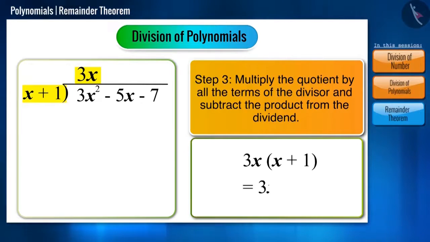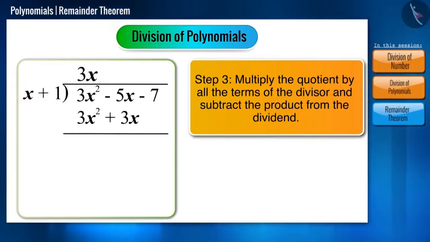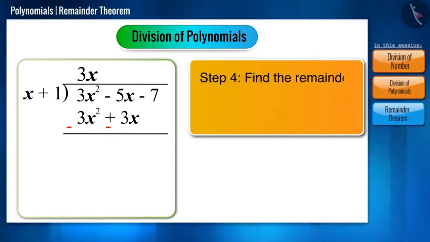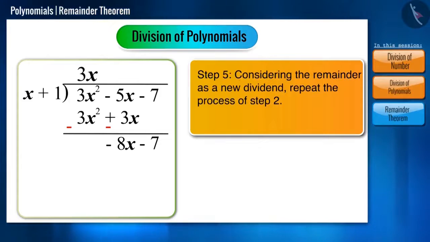Now, we get plus 3x squared plus 3x, which we will write here and subtract just like we do with numbers. When we subtract, the signs of the terms change. Here, we will get minus 8x. Bring the remaining terms of the dividend down just like we do for numbers. Friends, can you tell what will be our next step? We will now focus on x and minus 8x.